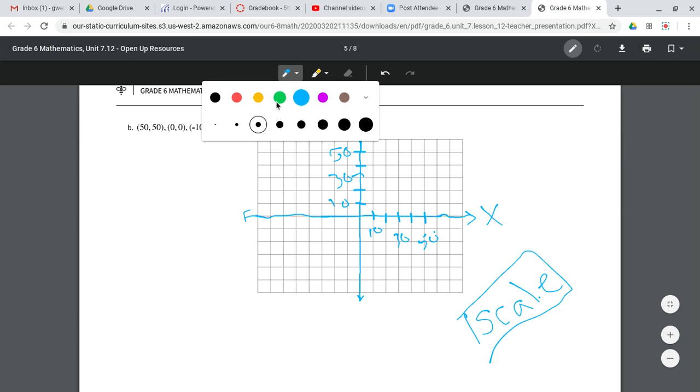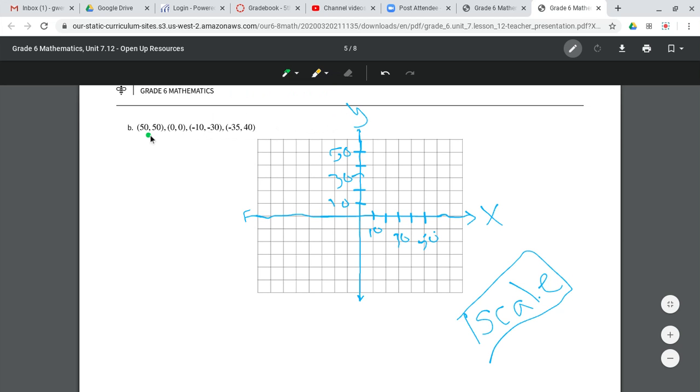So now we need to graph our points. So make this a little larger. We've got the point 50, 50. So we're going to start from the origin, go to the right 50, and then go up 50. And there's our coordinate. Now, our next coordinate is 0, 0. 0, 0 is just the origin, so we don't have to go anywhere from our starting point. The next one we have is negative 10, negative 30. So start at the origin, go over to the left, negative 10, and then down, negative 30. And our point will be right there.